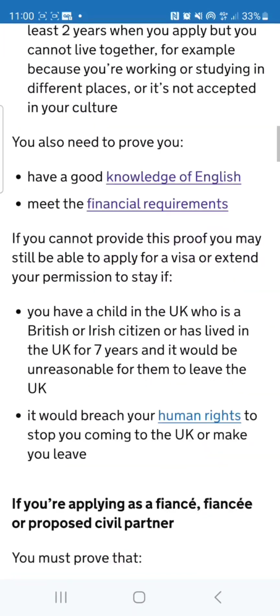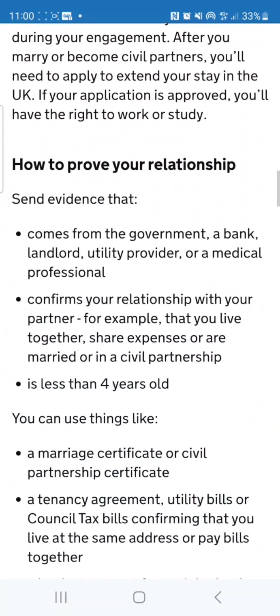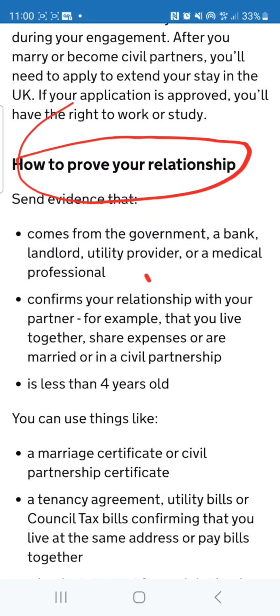So let's scroll down and you can see how much money you have to have. And next I'll show how to prove your relationship, which is really important.